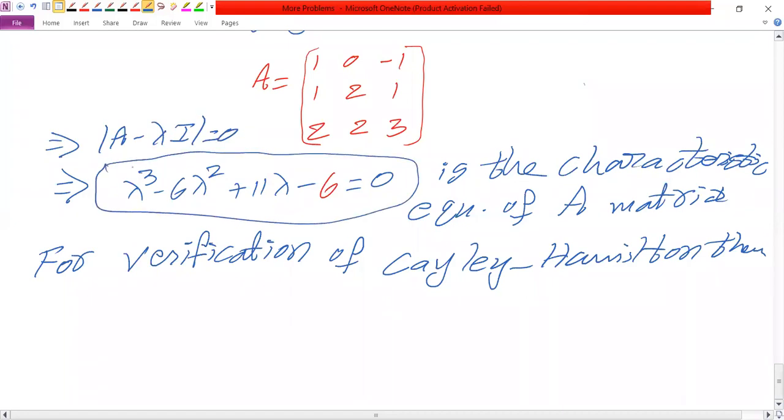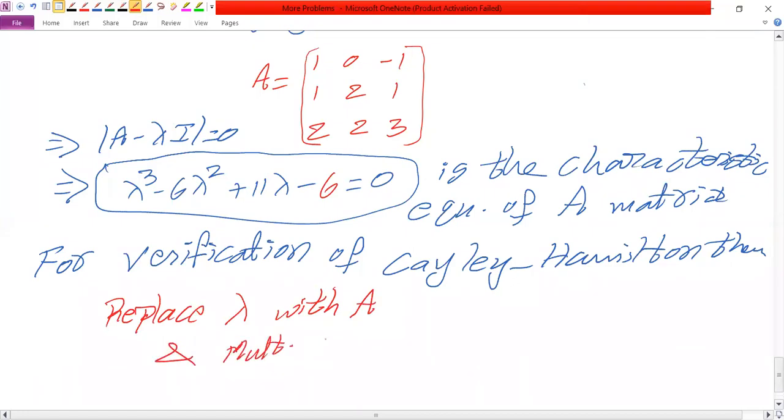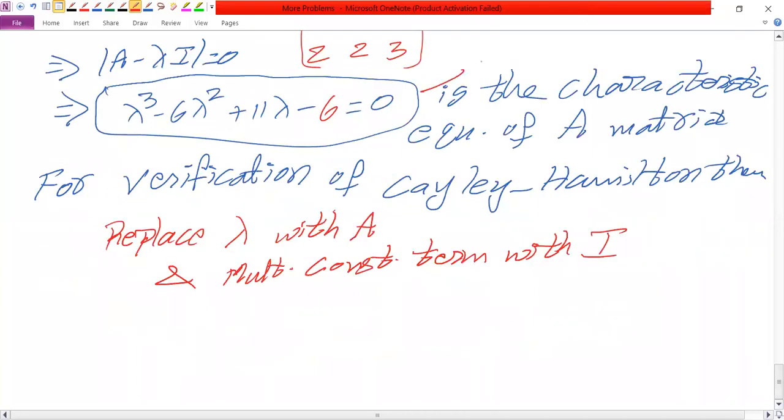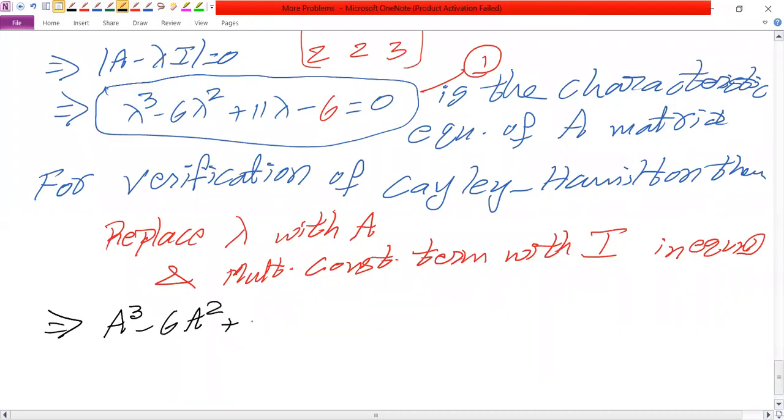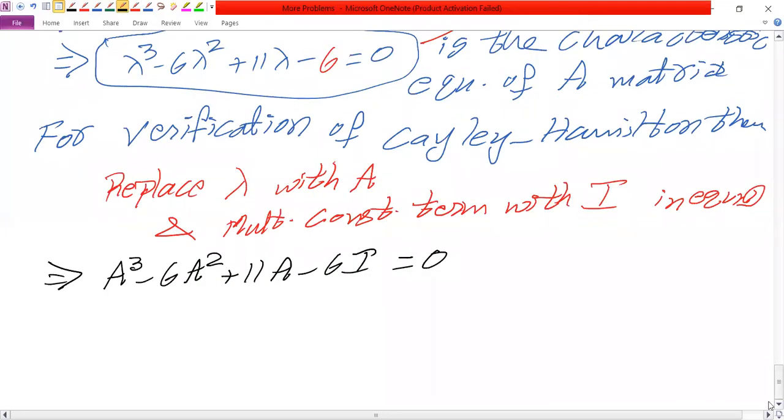In this, for verification of Cayley-Hamilton theorem, what do we need to do? Replace lambda with capital A and multiply the constant term with I. Very important step. I'm taking this as equation number 1. Then if we do that, we are going to get A cube minus 6A square plus 11A minus 6I equals O. We need to verify this.